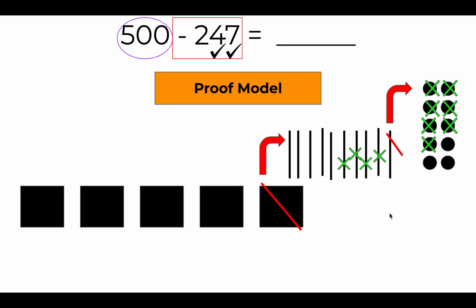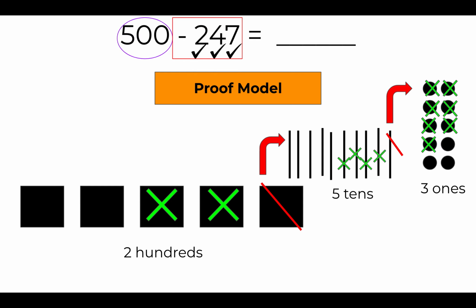I've subtracted my tens, now I can subtract my hundreds. I have 2 hundreds that I'm taking away, so I'm going to cross out 2 boxes, 1, 2. Now I look and see what I have left to find my final answer. I have 3 ones, 5 tens, and 2 hundreds, so I have 253.